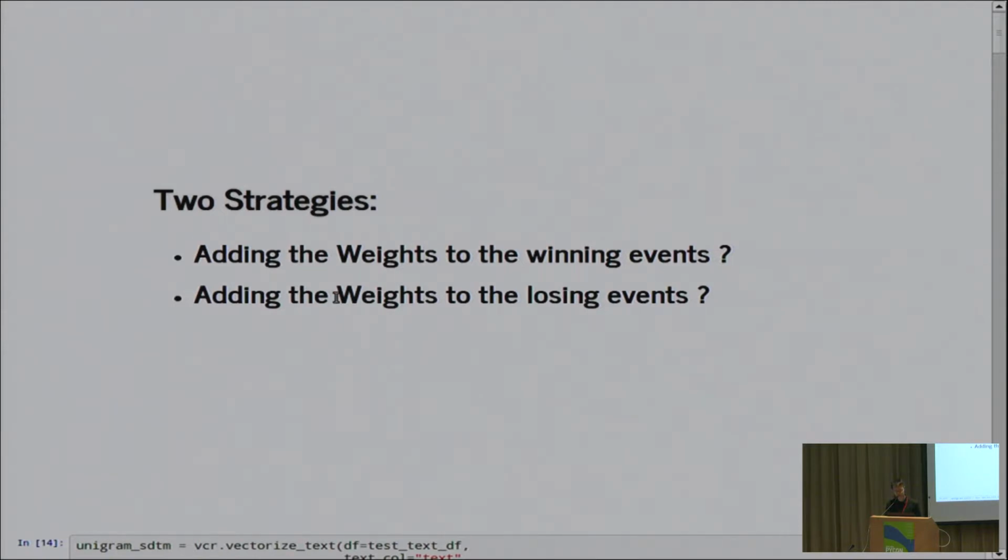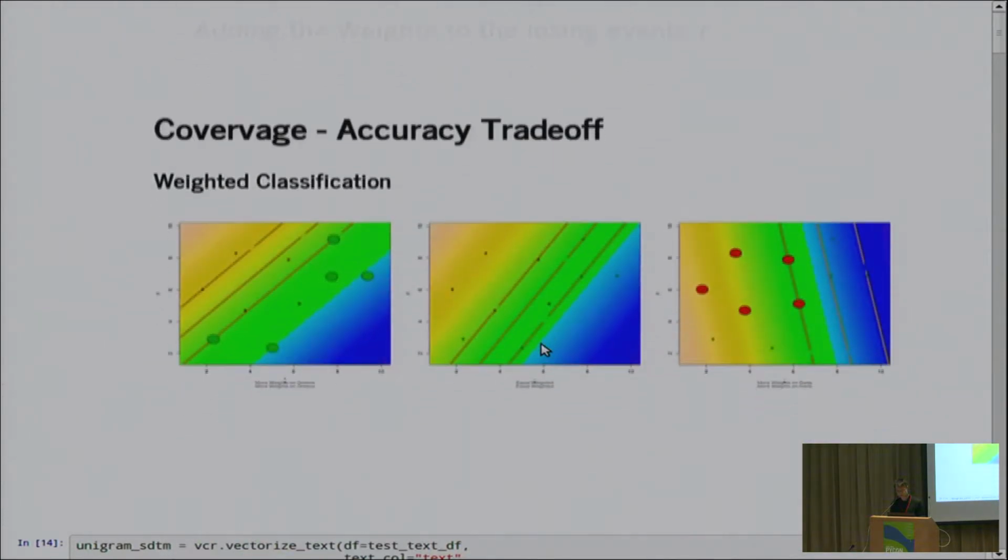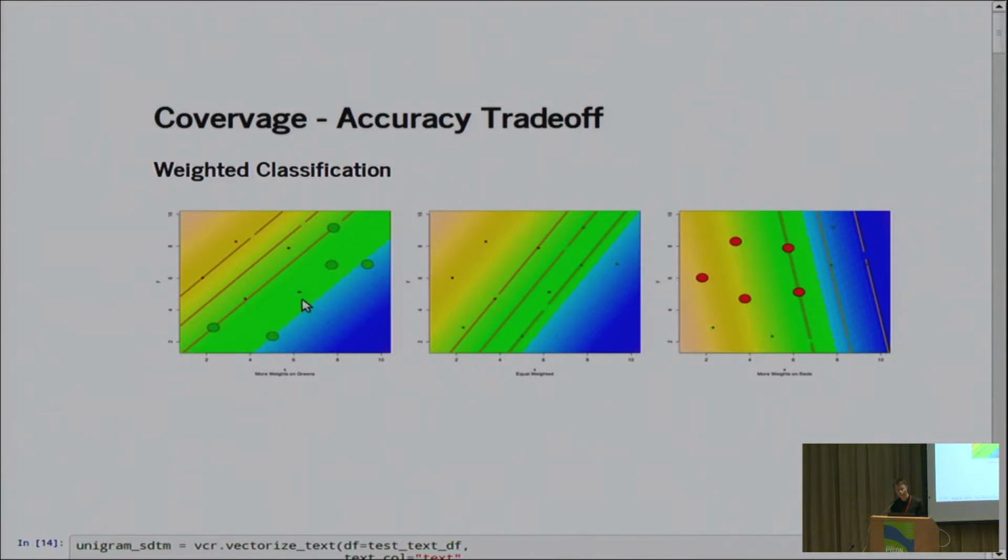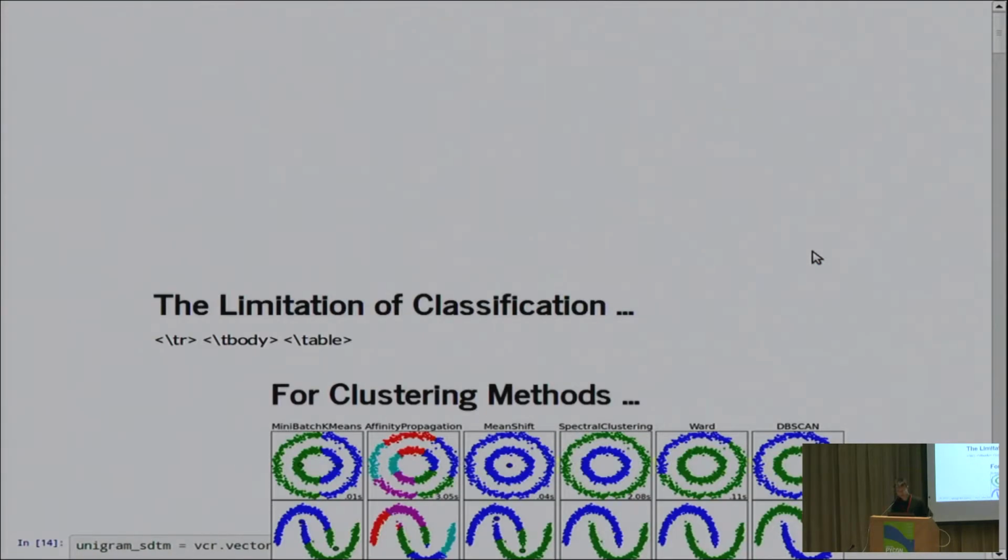It has two strategies, and it's very different from our intuition. The first strategy is adding weights to the winning events, and the second is adding weights to the losing events. Actually, suppose the green point is the winning event, and the original winning probability is 80%. When you add the weights to the winning event, then it goes down. It doesn't go up. So you need to add the weights to the losing event, then the winning probability will go up. But after the winning probability goes up, the coverage goes down. It just covers 3 winning events.